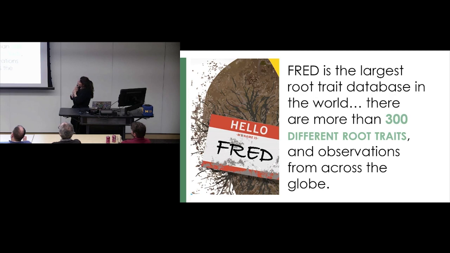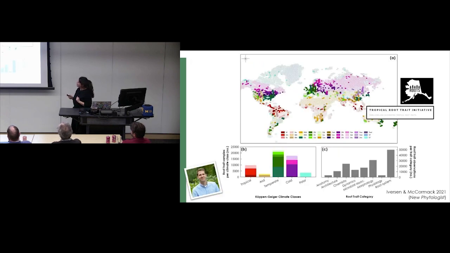So FRED is the largest root trait database in the world. We have 3 different kinds of root traits. I don't want to argue about traits. Traits is a thing you can measure. That's what we decided. And observations from across the globe. But you can see from this map that, of course, because it's a database and because it's an ecological database, the coverage is not equal everywhere, right? And so we have a lot more data from temperate regions than we do from arid, polar, or tropical regions, and you can see that here on the map.